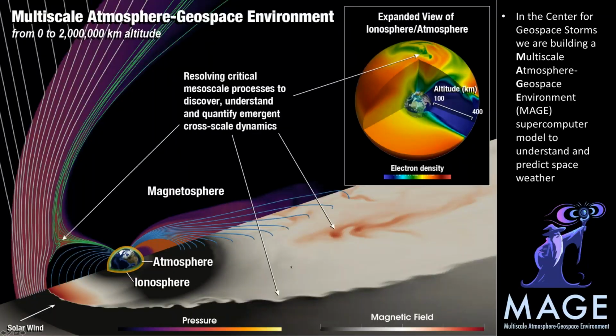So I'm going to come back now to this image that I showed you and to this Gandalf-y figure here, because the MAGE is actually what we call this supercomputer model that we are building. The multi-scale atmosphere geospace environment model. And the image that you see here is actually composed from our simulations. These are all actual computer simulations that we visualized here.